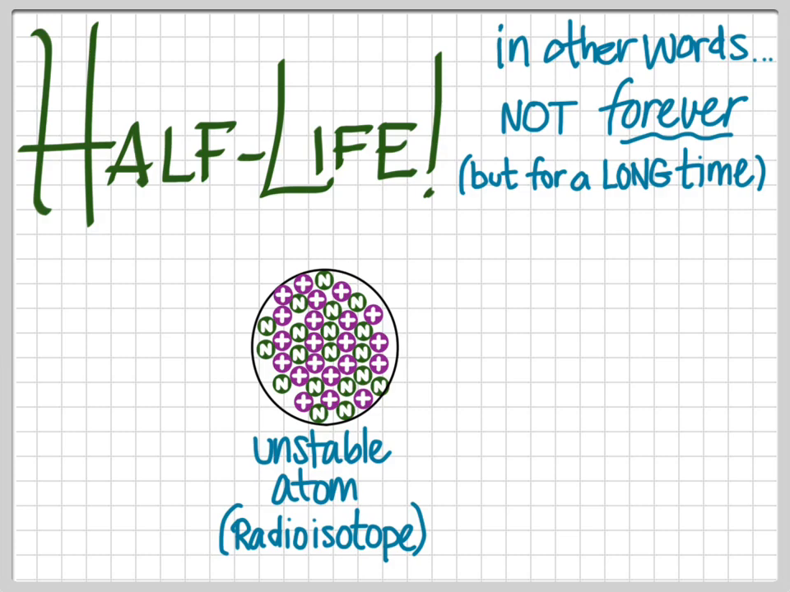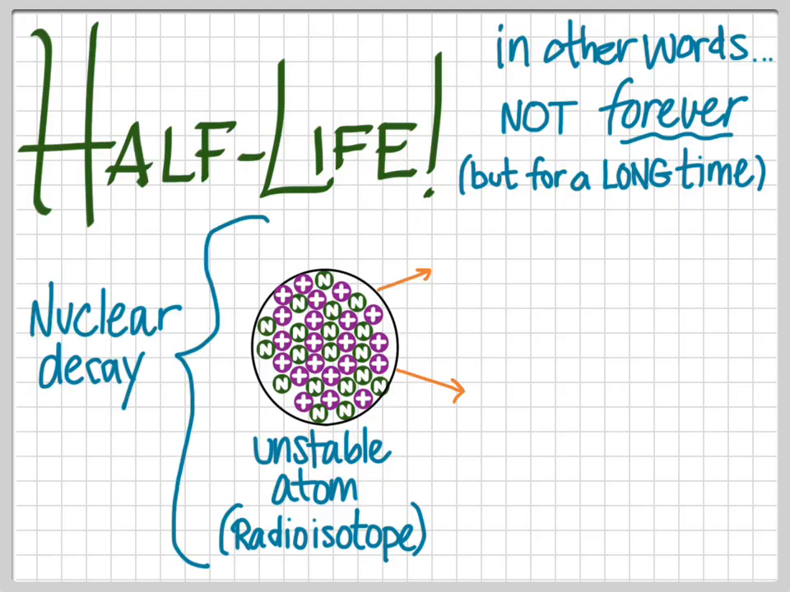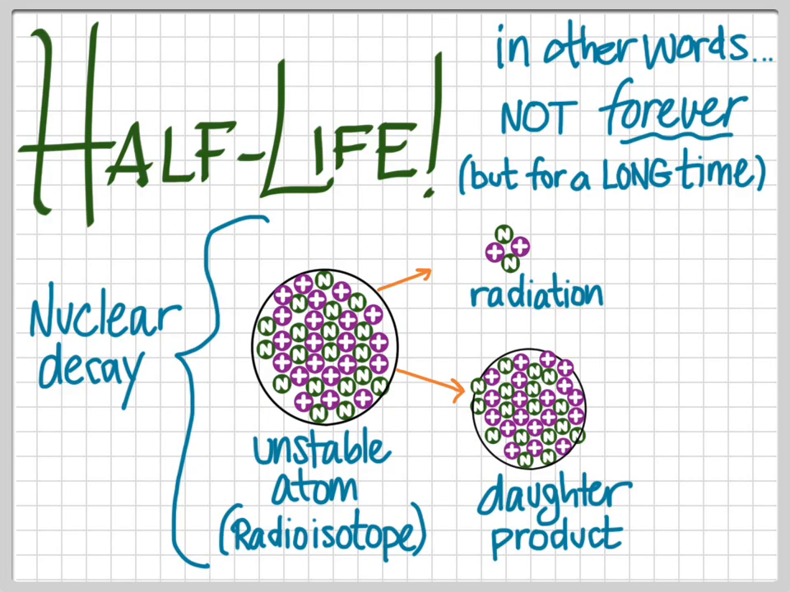really long time. So here's an unstable atom, a radioactive atom, a radioisotope. The process of nuclear decay is when that nucleus breaks down and it gives off some form of radiation, usually alpha, beta, or gamma, and then it creates a daughter product, which is what's left of the atom after that bit of radiation has been emitted.